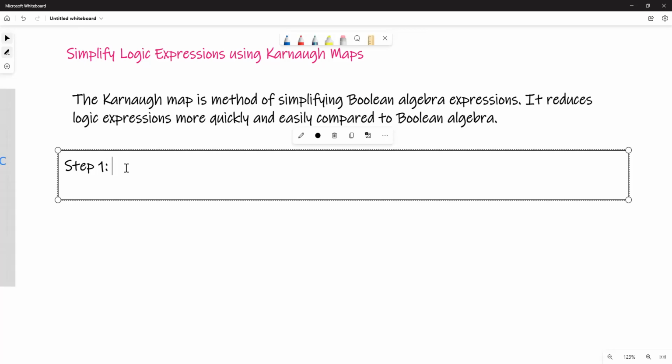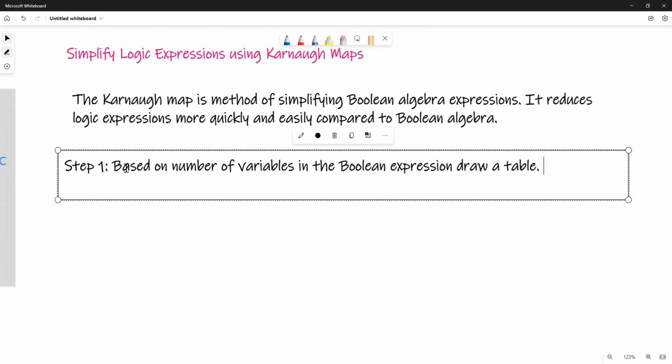So you first look at the number of variables you have in the expression. We have A, B; we have A, B, C. Look at the number of Boolean variables. So based on the number of variables in the Boolean expression, draw a table. I will explain how you are going to do this.